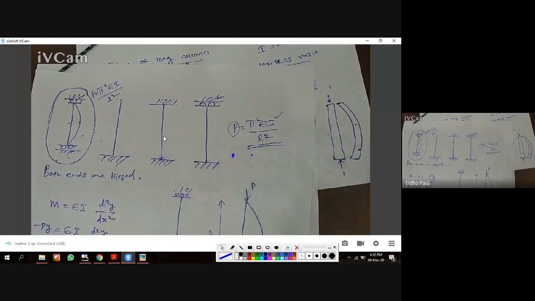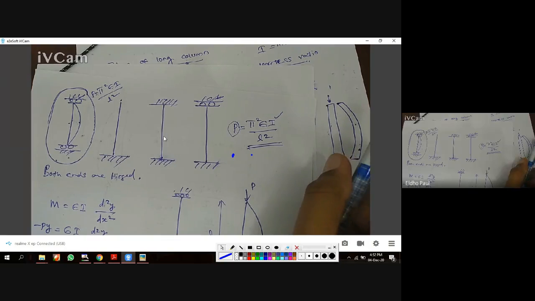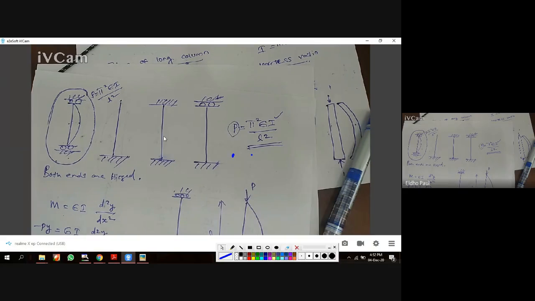എന്ത് ചെയ്യാൻ പറ്റും? Moment of inertia increase ചെയ്യാൻ എന്ത് ചെയ്യണം? D കൂട്ടണം, d cube by 12. Yeah. So if it is a rectangular section ആണെങ്കിൽ, അതിന്റെ മൊമെന്റ് ഓഫ് ഇനേഷ്യ അതിനനുസരിച്ച് b d cube by 12 യൂസ് ചെയ്യാം.